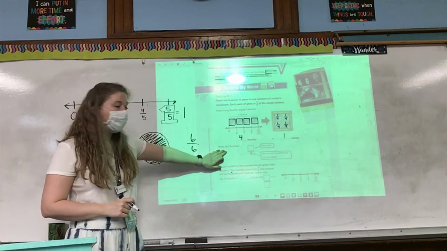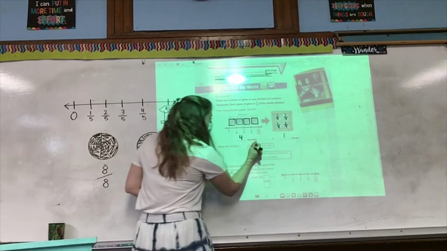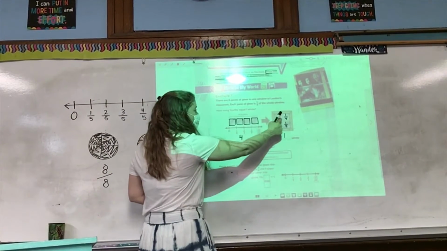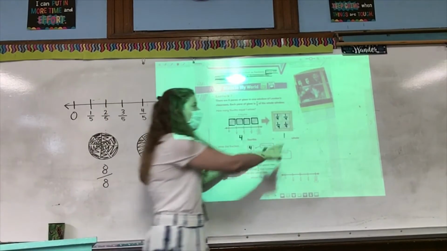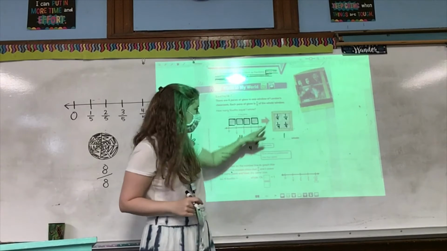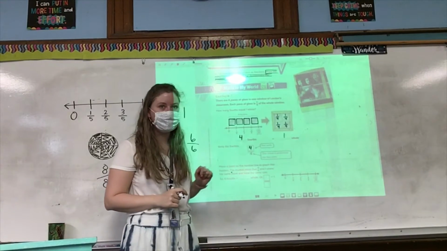So, the fraction looks like this. We have 4 parts, 1, 2, 3, 4, out of a whole that is broken into 1, 2, 3, 4 pieces.